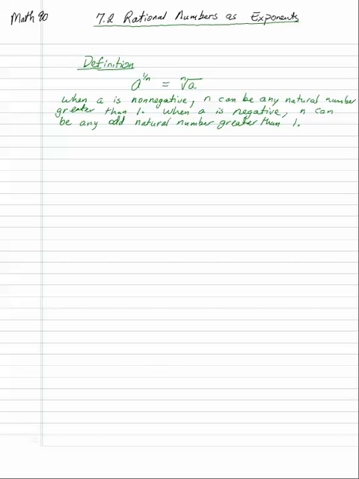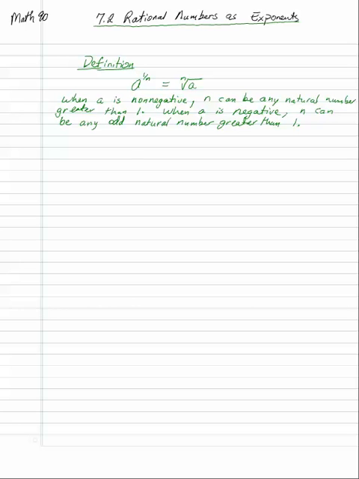When a is non-negative, n can be any natural number greater than 1. So if a is a positive number, there's no restriction on n. It could be any natural number greater than 1. If a is negative, you can't do square root of negative 5 or fourth root of negative 8, so n has to be an odd integer. You can do cube root of negative 8, that's no problem.